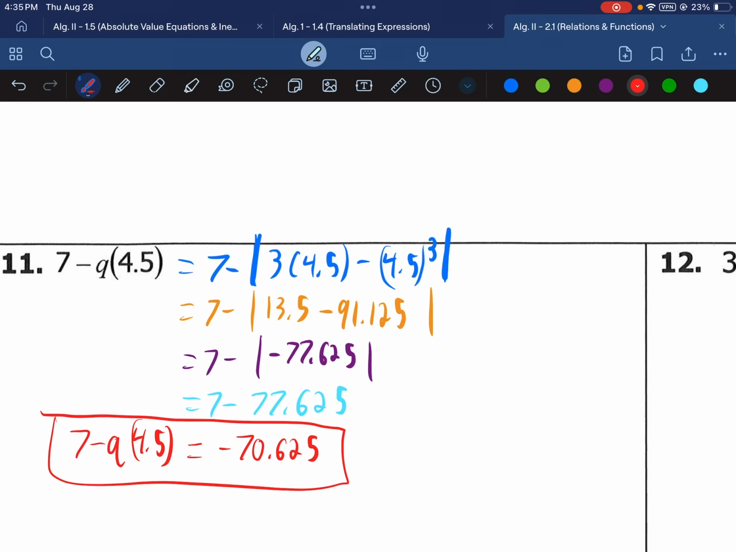And here it doesn't specify rounding, but let's say I did specify to round your answers to the nearest tenth. We would just say, hey, this 2 tells us it rounds down, and it's 70.6.